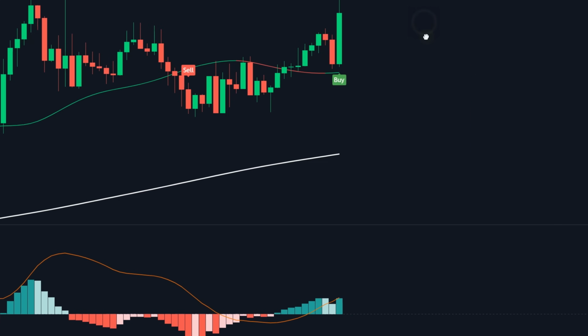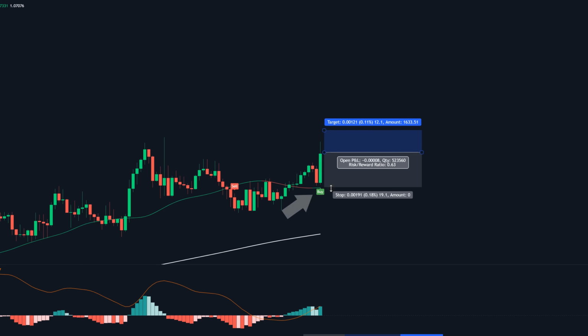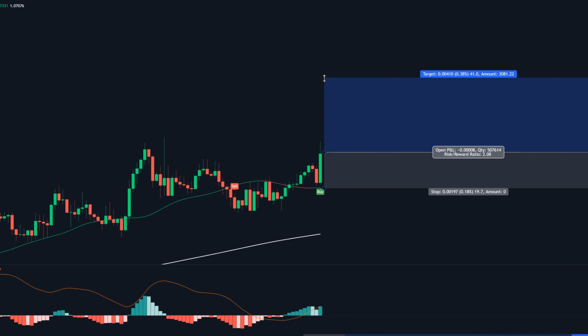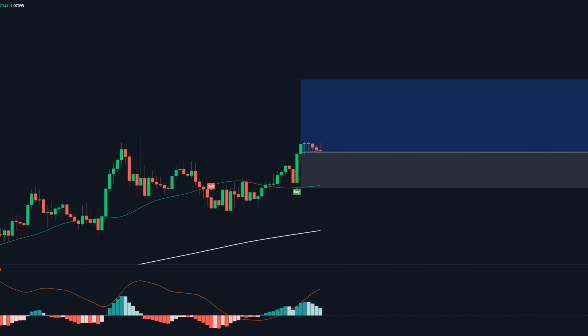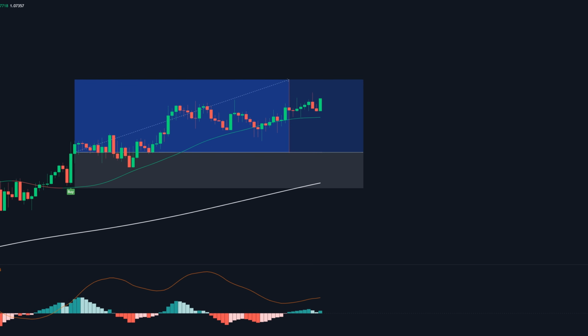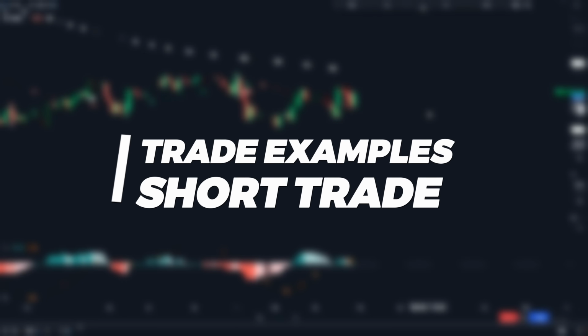After all those conditions are met, we're going to enter a long position on the open of the very next candle. We're going to set our stop loss below the most recent swing low. For the take profit, we're going to set it at 2 times the risk. We let this trade run and take profit. For short trades, we're going to do the opposite.